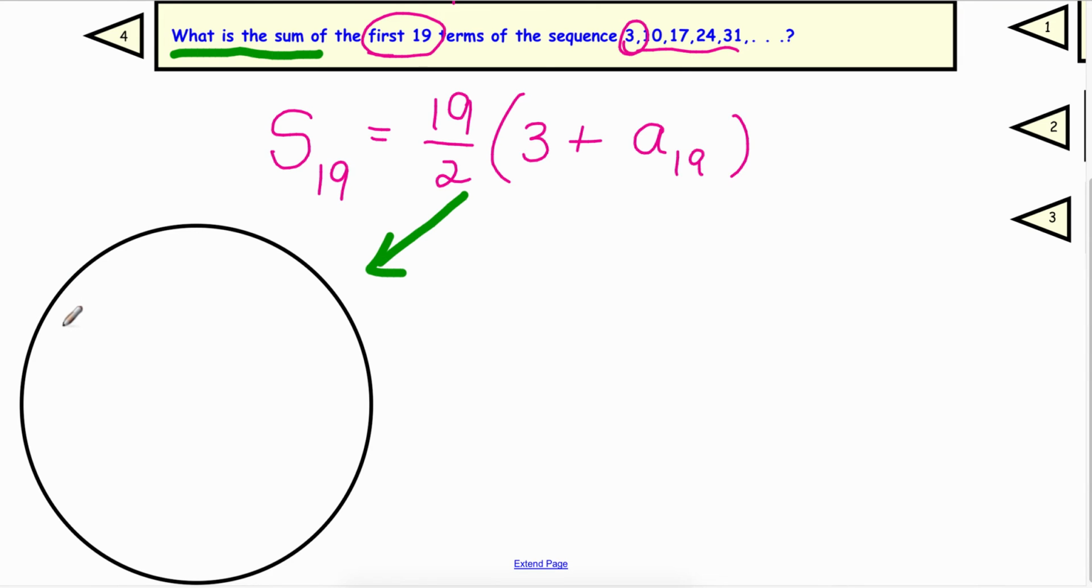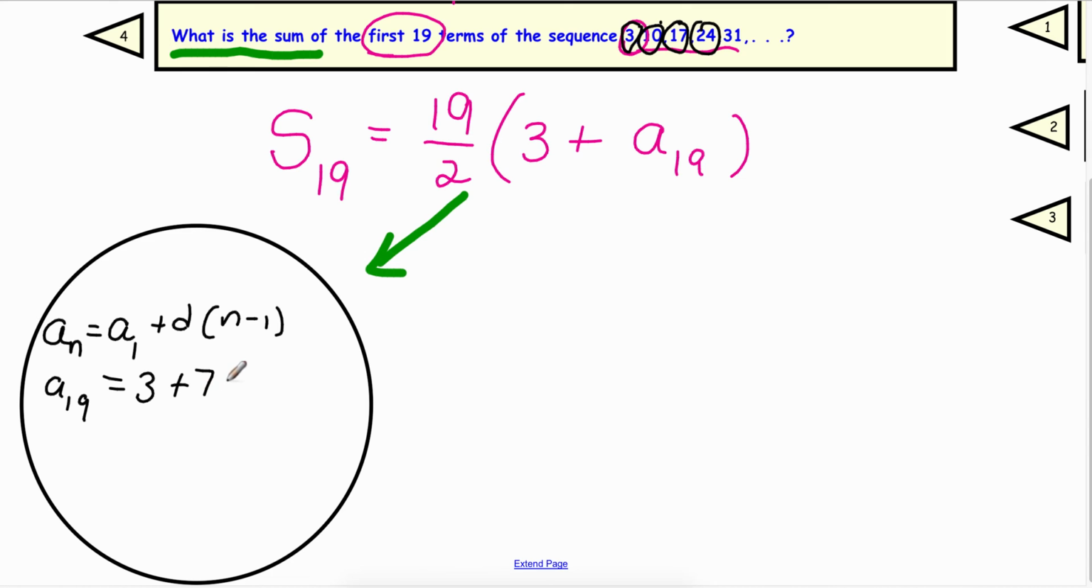Okay, so to find any term, I start with the first term and I add on differences n minus 1 times. Well, I need to know what the 19th term is. So I guess I'll start with the first term, which is 3. I'll add on, what's my difference? What am I adding every single time up here? 3 to 10, 7. 10 to 17, 7. Oh, I'm adding on 7 every single time. And I want to do that 18 times.